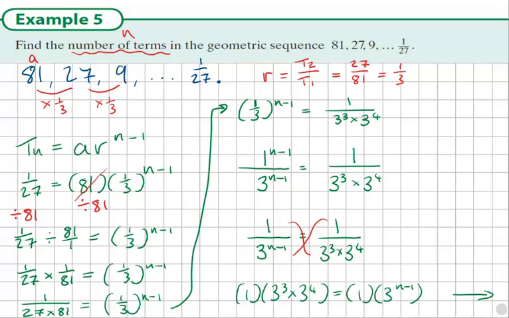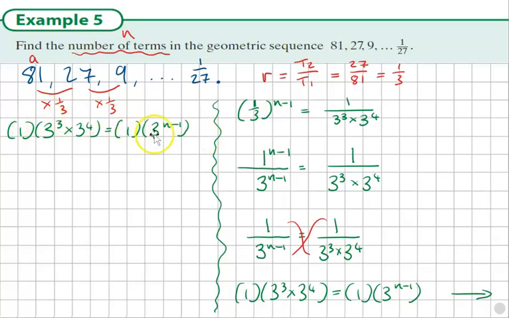Okay, so then we cross multiply. 1 multiplied by 3 cubed times 3 to the power 4 is just on the left-hand side. And that's equal to 1 multiplied by 3 to the power of n minus 1 on the right-hand side. So I've just taken this from the previous slide, which is written down here as well. I'm just going to leave the rough work up for now, and when I need to, I'll rub it out when I need to write on the right-hand side. So I've gone from this step here over to this step. It's the same thing, I just wrote it out again.